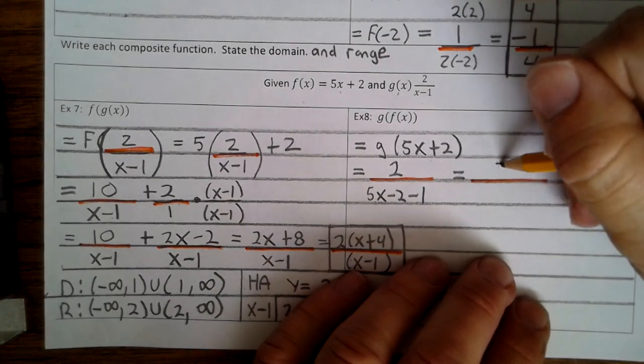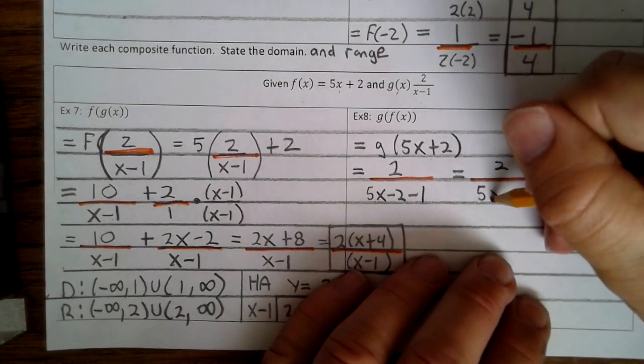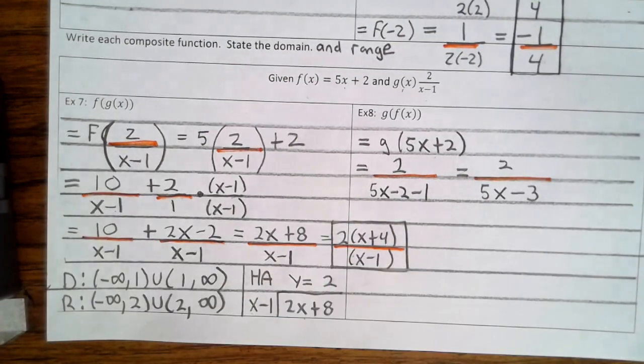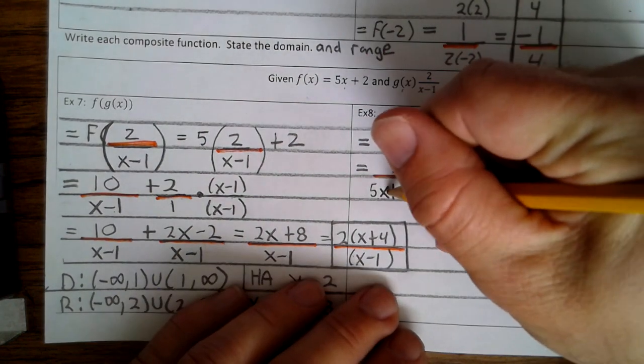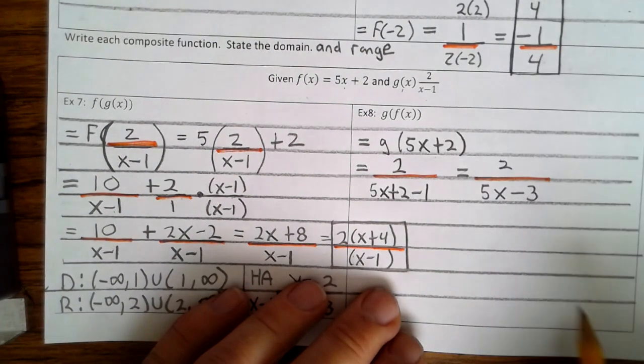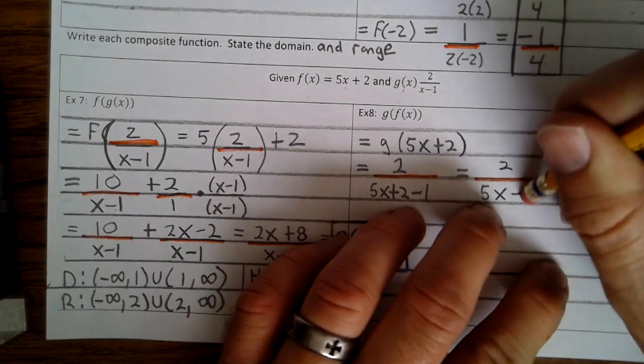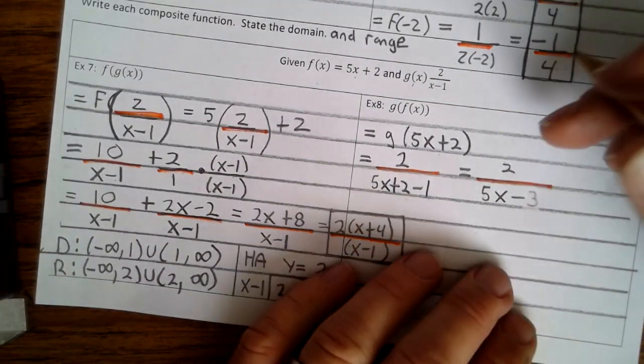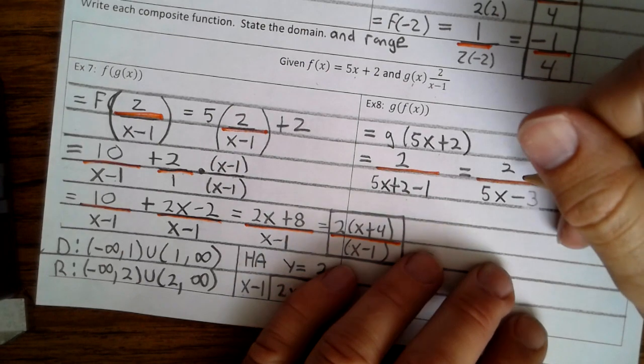Oh, wait a second. I'm sorry. That should be 5x plus 2. So 2 minus 1 is minus 1. Almost made a mistake. And actually, I'm sorry. 2 minus 1 is a plus 1. Almost made a second mistake. But nonetheless, I didn't. And so then it's 2 divided by 5x plus 1.